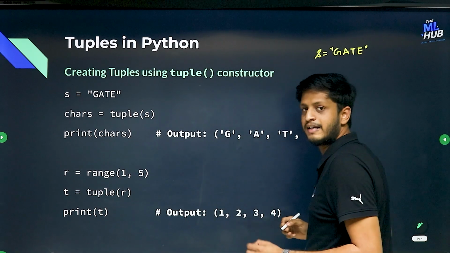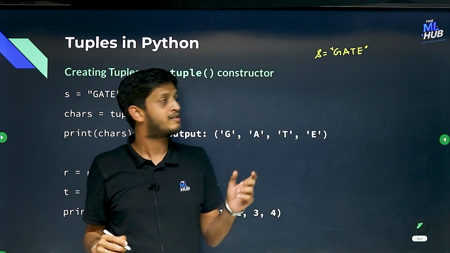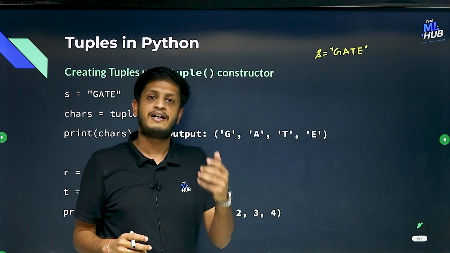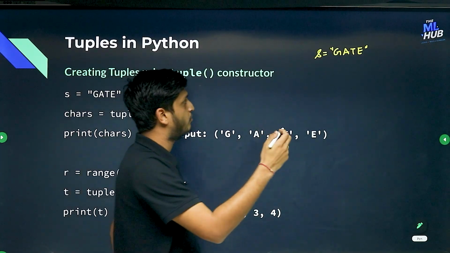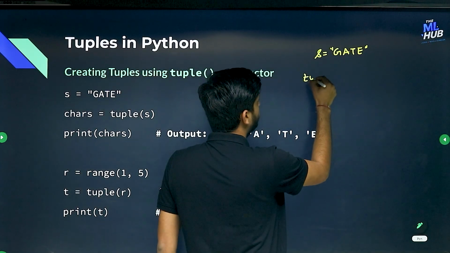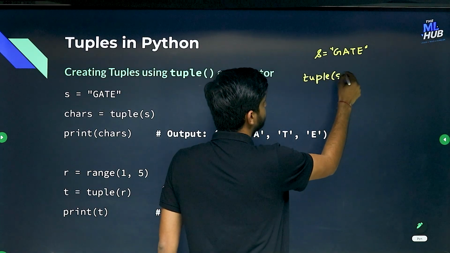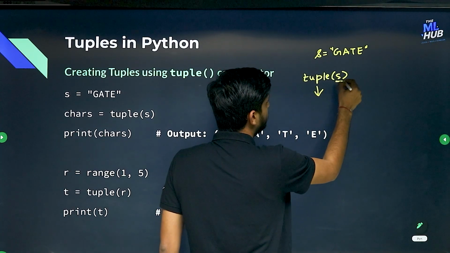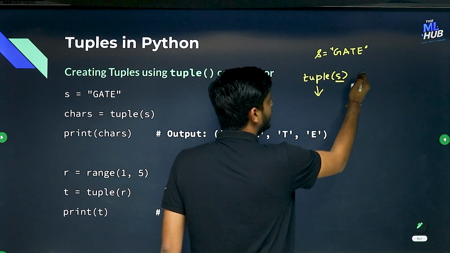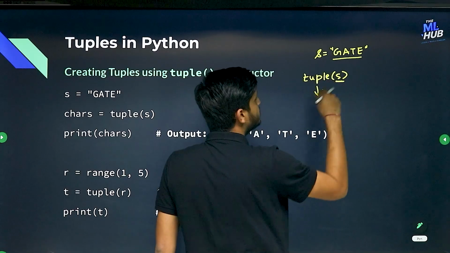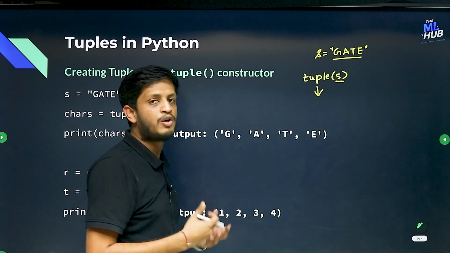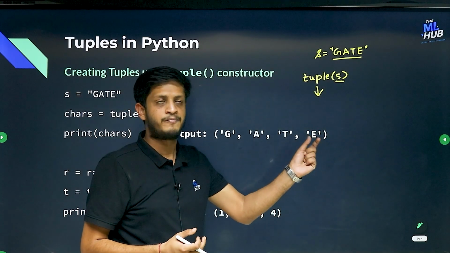String S contains GATE, these characters. And we know that string is an iterable. So what will happen if I write tuple of S? It will convert this iterable into its values and create a tuple out of it. And string as an iterable gives what values? Its characters one by one, right?